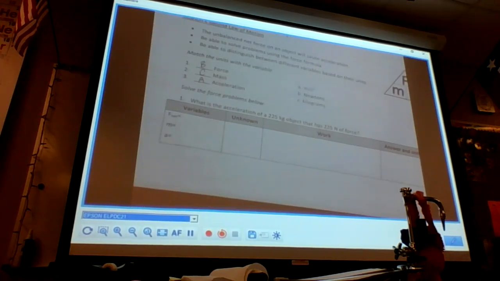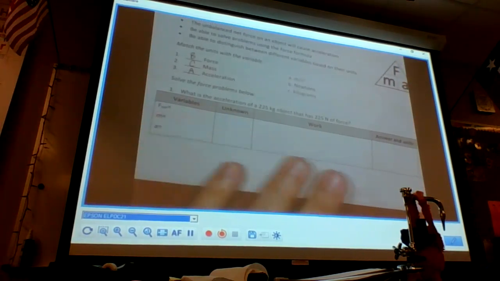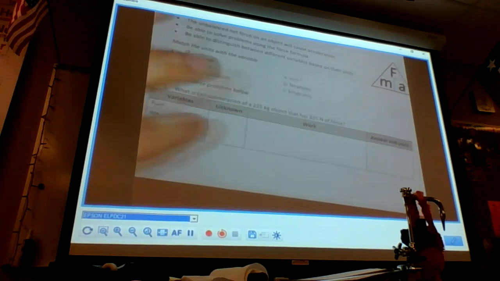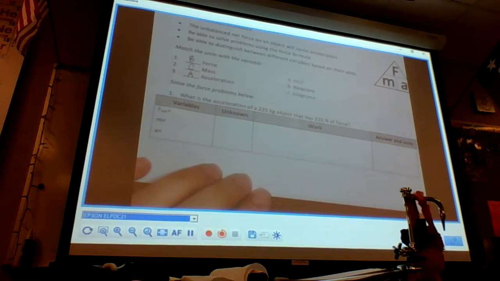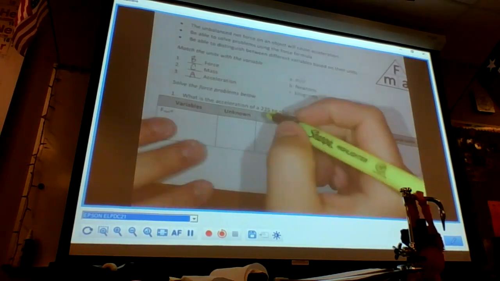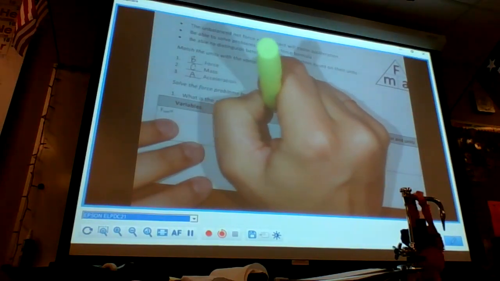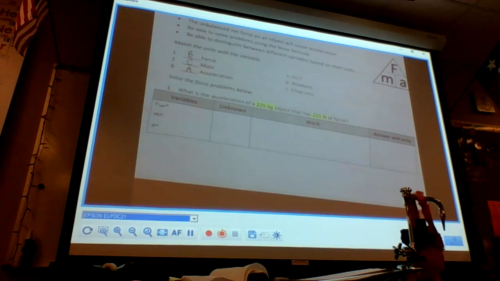Alright, now let's get to work on the F equals ma equation. This is exactly the layout that the test is going to have. It's going to have this table here. It's where you fill in your information and everything. It's going to look identical, just different numbers. What is the acceleration of a 225 kilogram object that has 225 newtons of force?